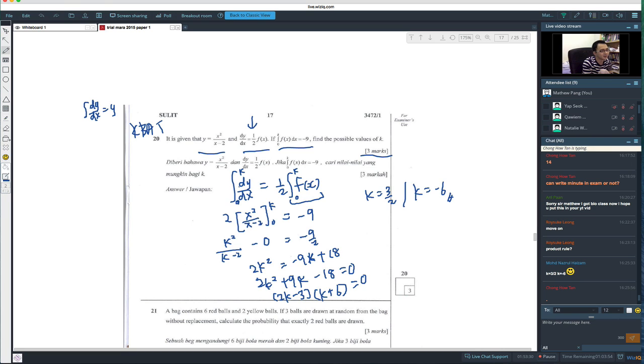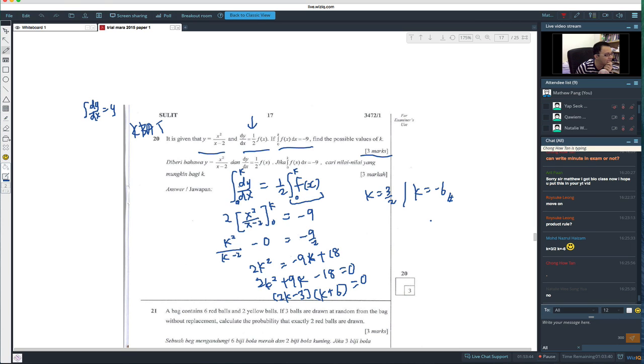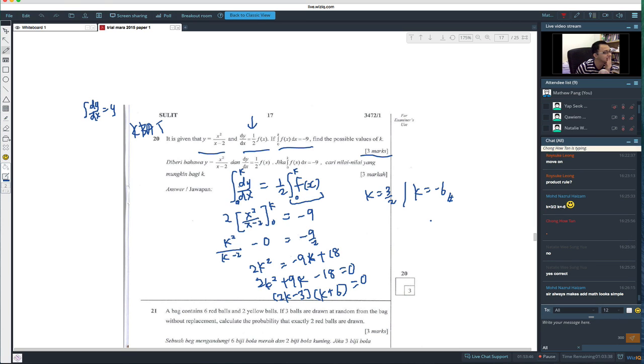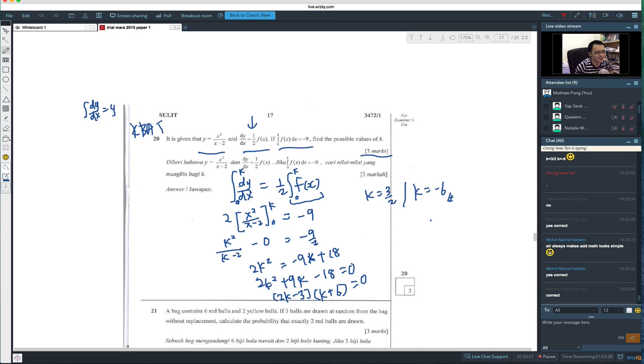Okay, yeah, this is how we do a question like this. Am I doing something wrong? Is my answer correct? Which part I got wrong? Negative, negative 9. Is it correct? Okay, so let's move on then.